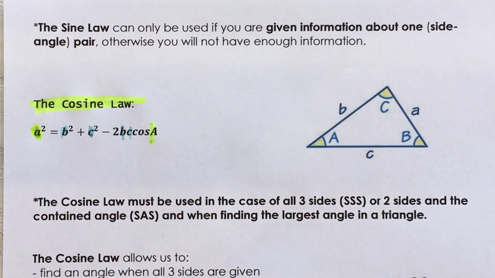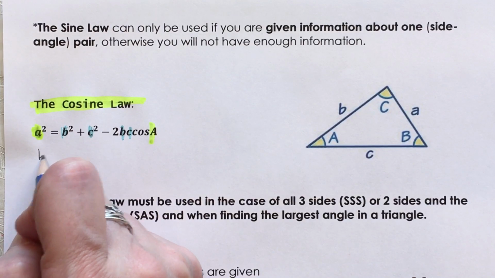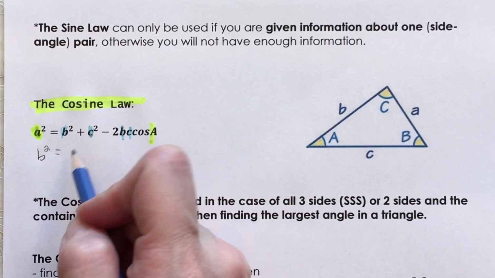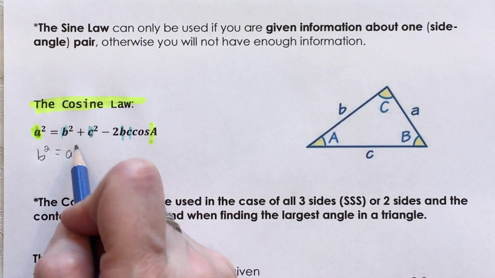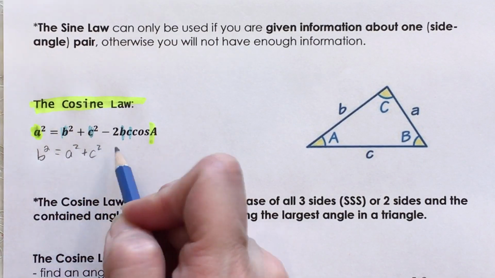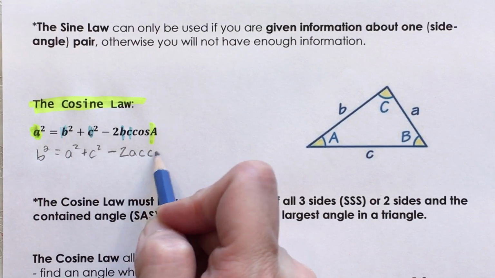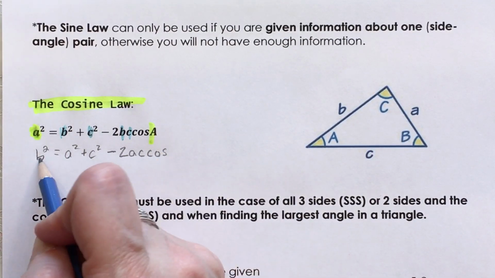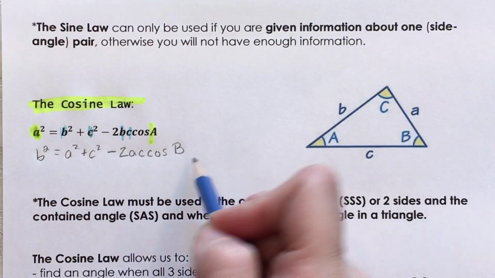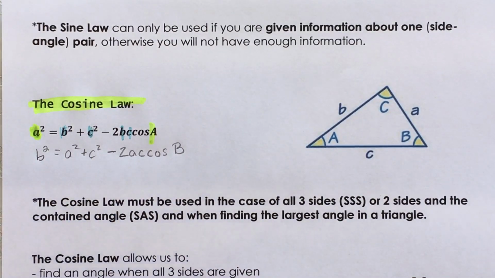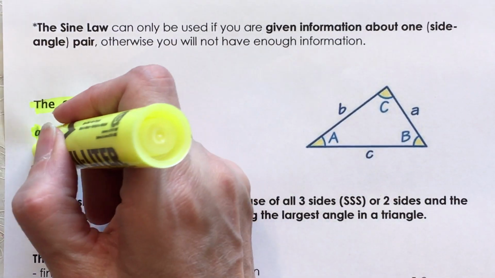So I could write any iteration of the cosine law. If I started with side little b, b squared would be the sum of the squares of the other two sides, so a squared plus c squared, minus 2 times a times c times the cosine of angle B. So the angle opposite the side you start with again. So it's a pattern.